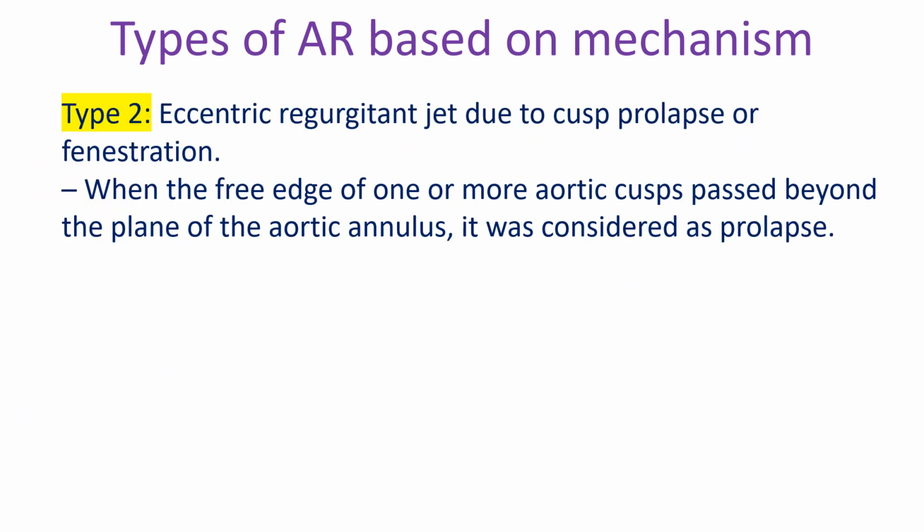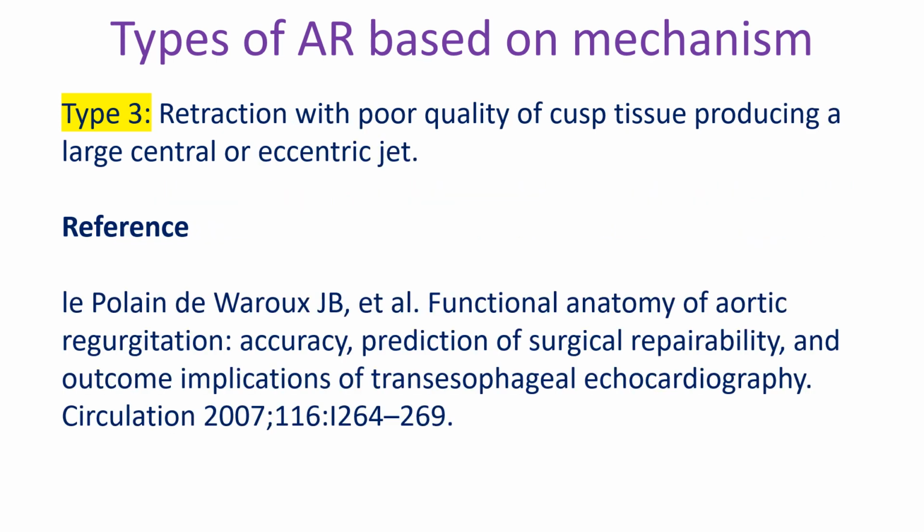Type 2: eccentric regurgitation jet due to cusp prolapse or fenestration. When the free edge of one or more aortic cusps passes beyond the plane of the aortic annulus, it is considered as prolapse. Type 3: retraction with poor quality of cusp tissue producing a large central or eccentric jet.